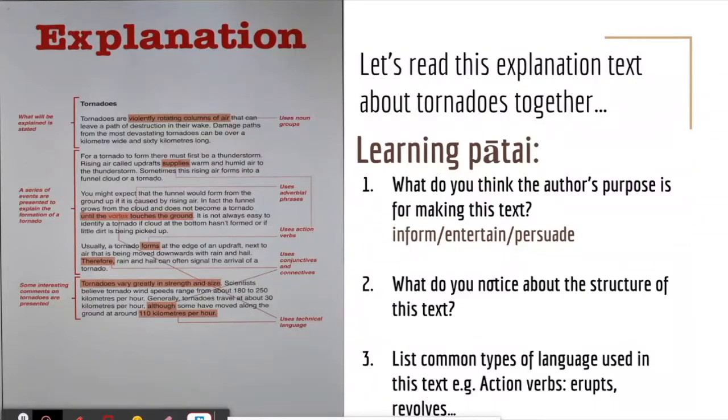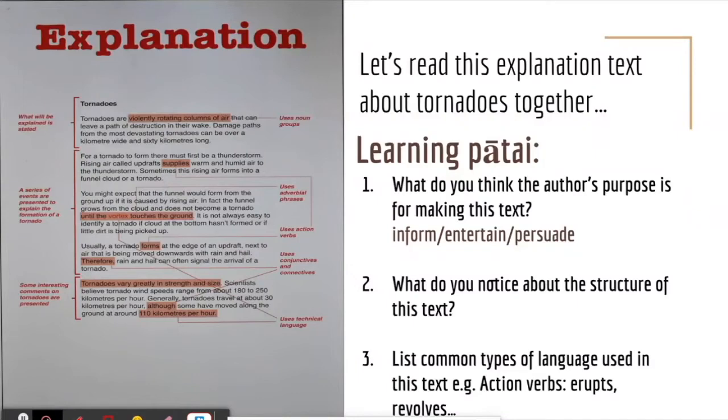Sometimes this rising air forms into a funnel cloud or a tornado. You may expect that the funnel would form from the ground up if it is caused by rising air. In fact, the funnel grows from the cloud and does not become a tornado until the vortex touches the ground.